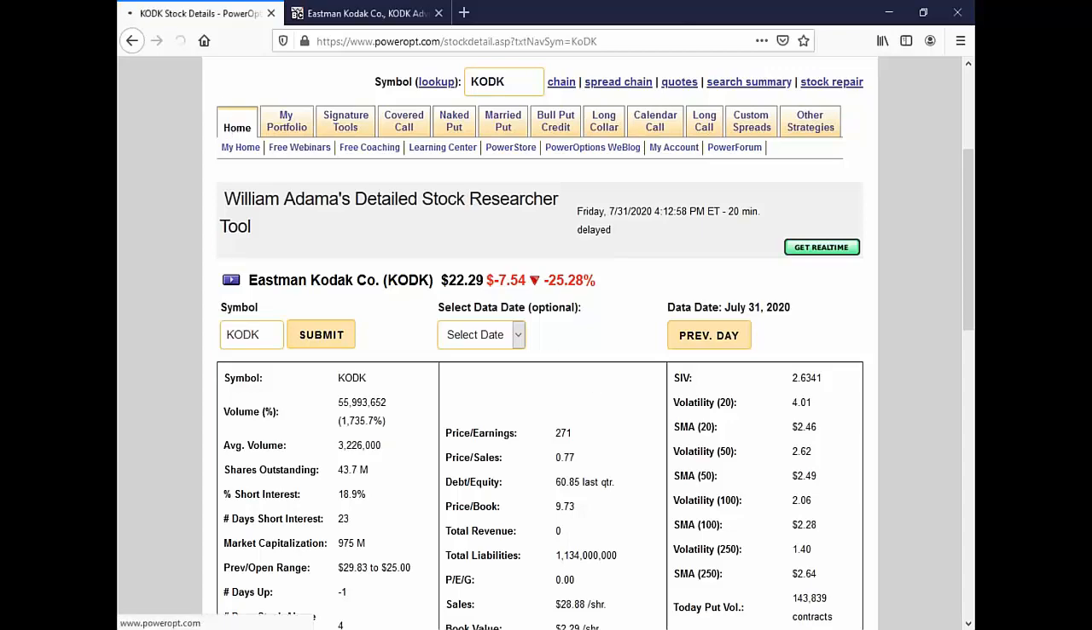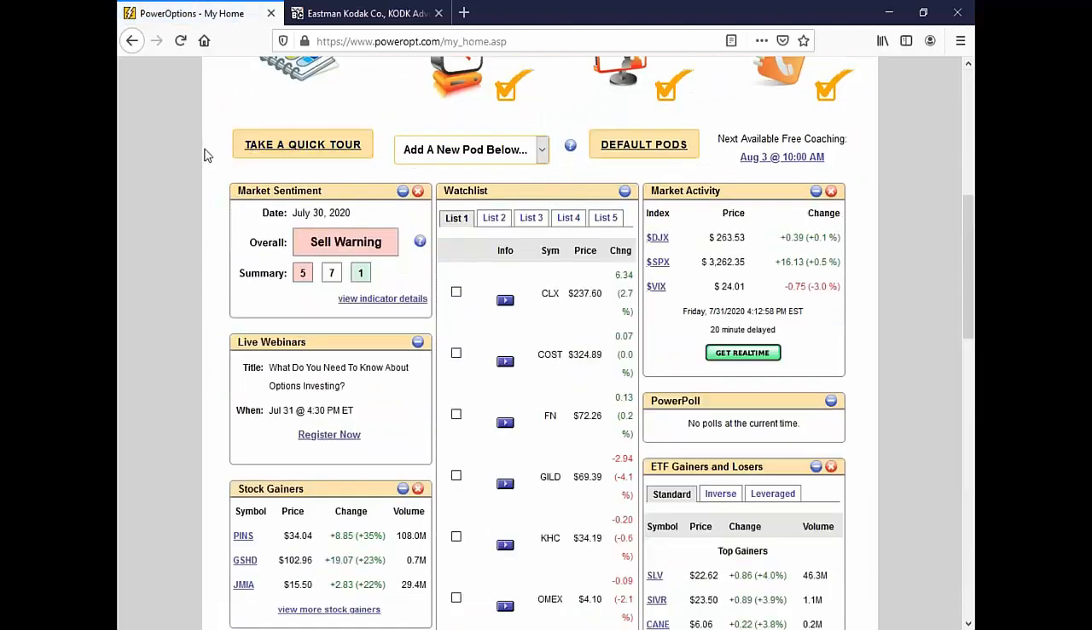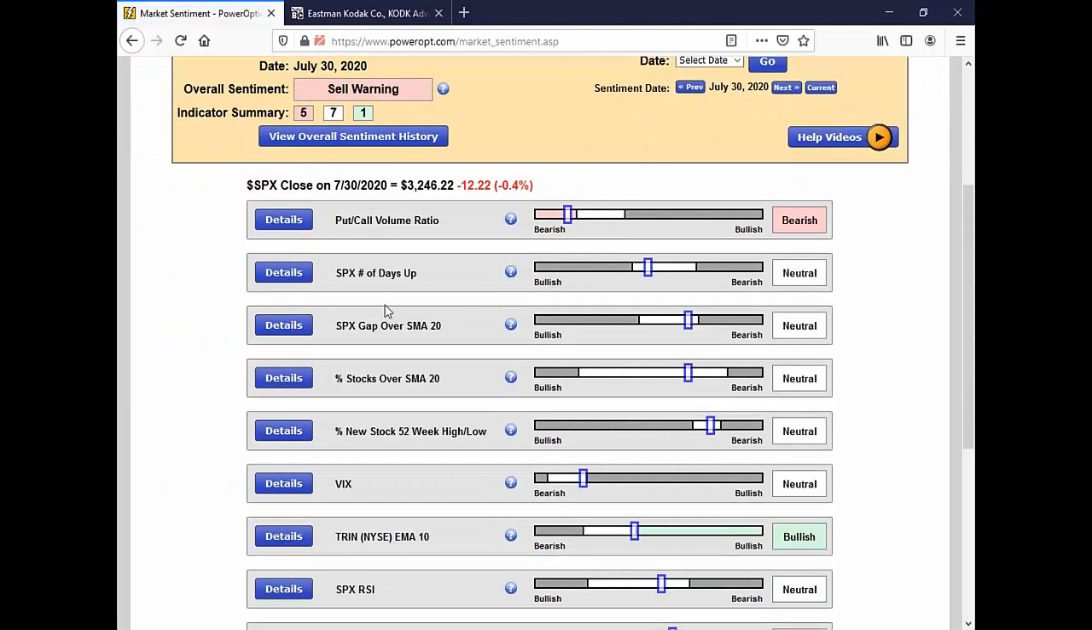So let's get to the Home tab. The Market Sentiment Tool is a tool that shows us 13 different broad-based indicators that Ernie compiled and tested over time to see effectively when certain trends, certain conditions, certain things are met, is it indicative of a change in the market, a sell warning, a buy warning, a decline, and so forth. So let's go ahead and click on View Indicator Details. And here we can go through briefly the 13 different indicators.